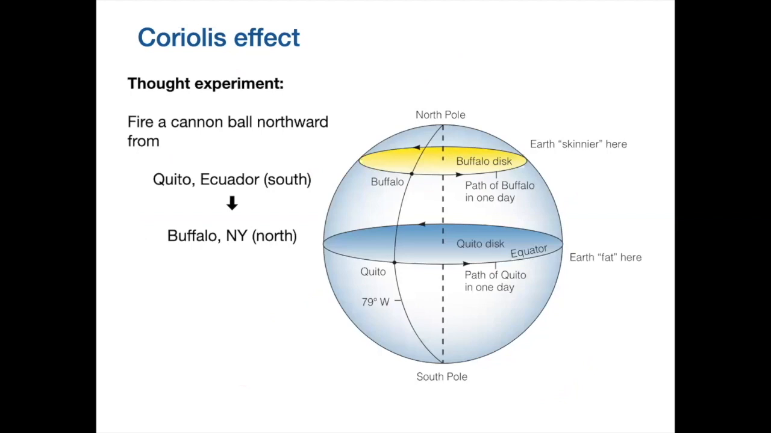So taking this up to the Earth, let's do a thought experiment. Quito in Ecuador is right on the equator, and it is directly south of Buffalo, New York. The Earth is fattest at the equator, so if we were to take a disk through the latitude of the equator, it would have a larger diameter than any other disk we did at a constant latitude. So we have our disk here at the equator, and then here is a disk drawn for the latitude of Buffalo, New York. So you can see that the diameter of the equator disk here is larger than the diameter of the Buffalo disk up here.